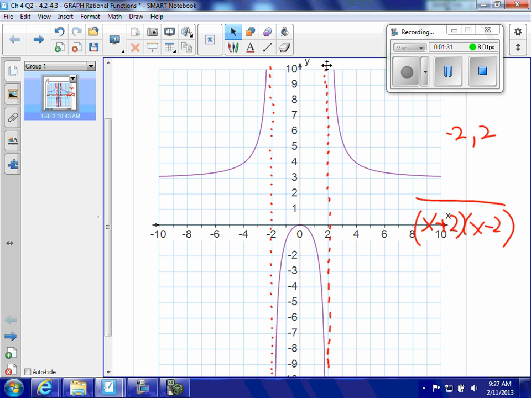Now, another thing that I noticed is that there is a horizontal asymptote here. The fact that it's horizontal is telling me two things. The first thing it's telling me is whether it is proper or improper. Since the horizontal asymptote isn't at 0, I know that this function is improper. I know I'm going to have a power of x in my numerator that is the same as the power of x in my denominator, because that's what defines it as improper.